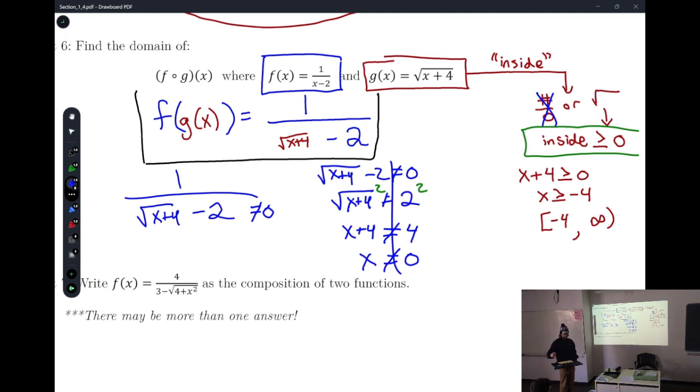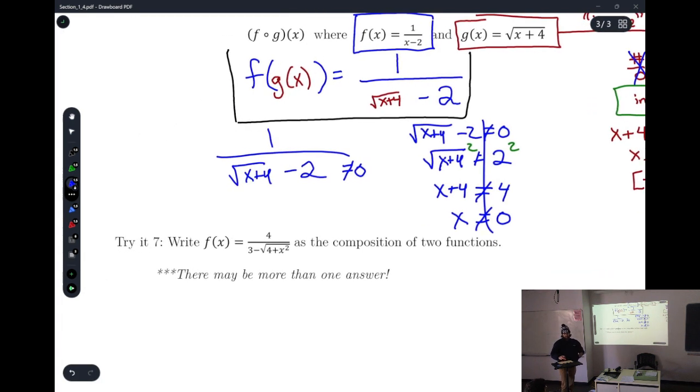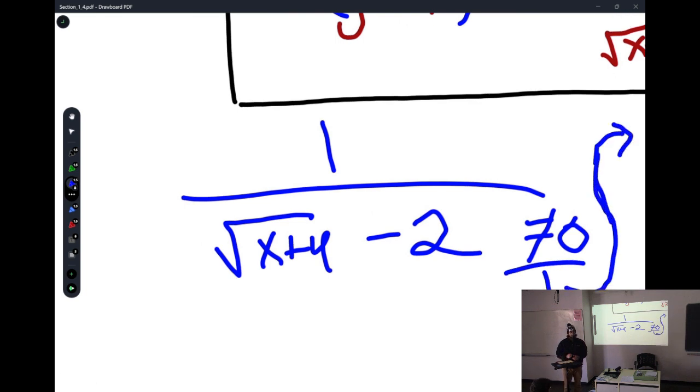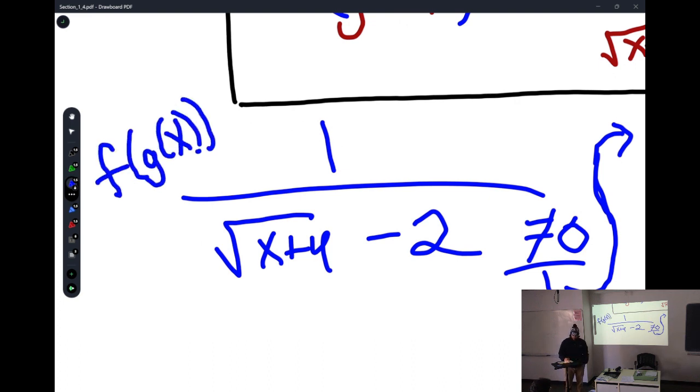I'm not looking at this work we just did. That's just the work to find it. I'm looking at the blue total function. And we said the bottom better not be 0, right? And then we solved that. Is there another thing that could make this total function, which if you remember is f of g of x, bad? Start plugging in numbers and seeing if you find a bad one.